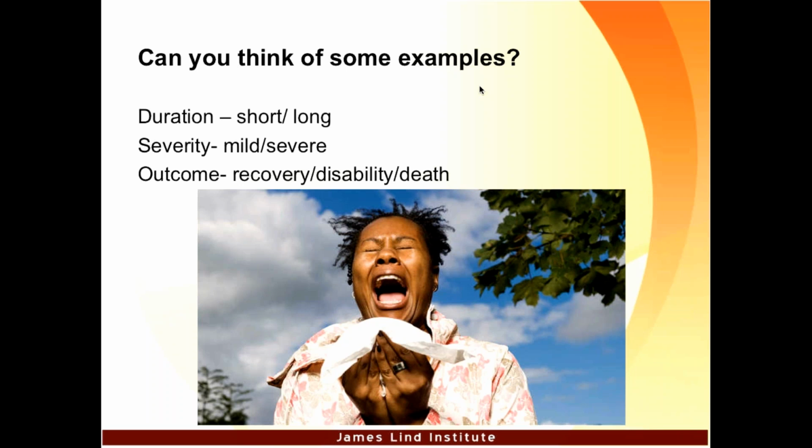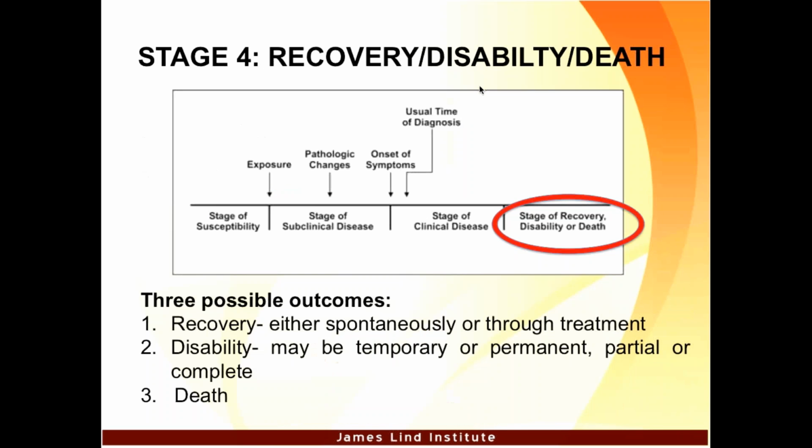Then if you think of examples of severity, a mild illness, well, the commonest one is probably flu or influenza, and a severe illness would be something like pancreatic cancer, which is very difficult to treat and requires a long course of treatment. And then there are different types of outcomes. Obviously, some illnesses you recover from, some you end up disabled, and others result in death. But we'll have a look at that more when we get to that part of the natural history of disease.